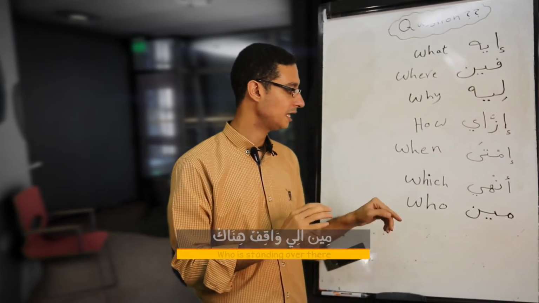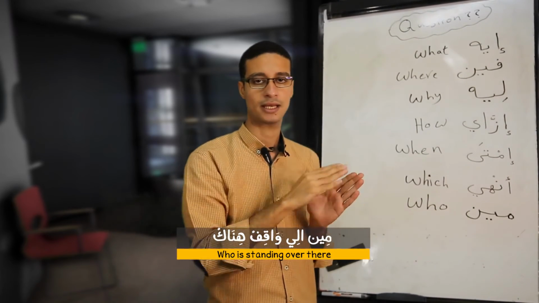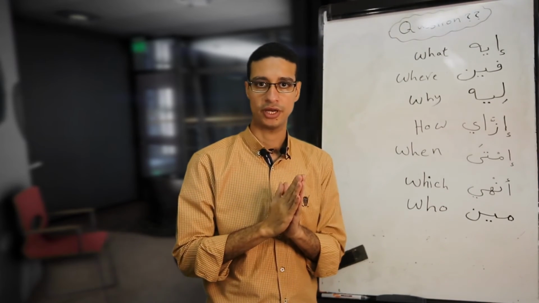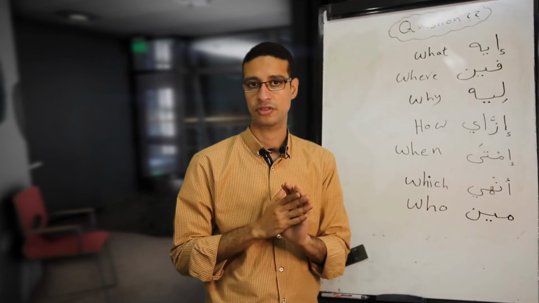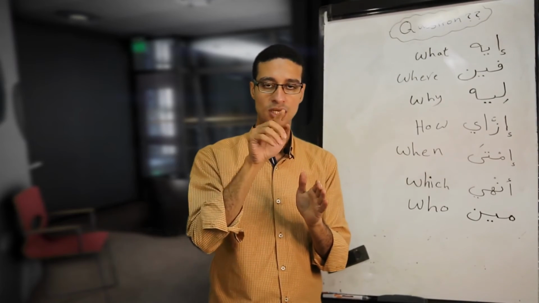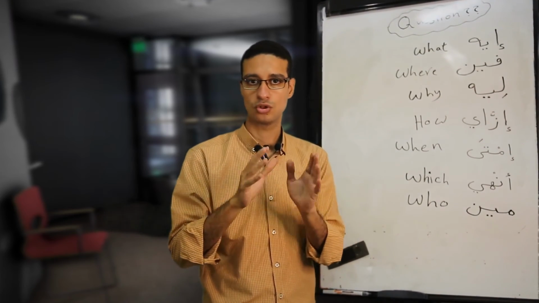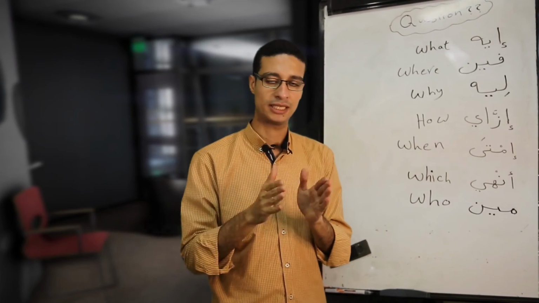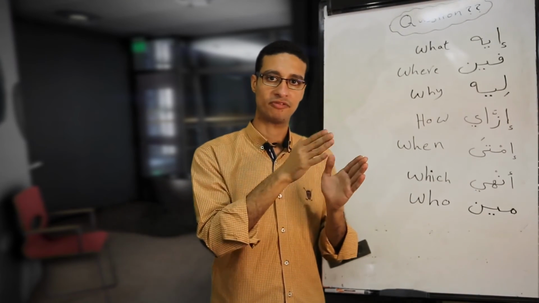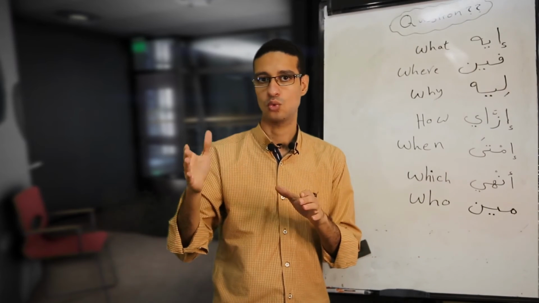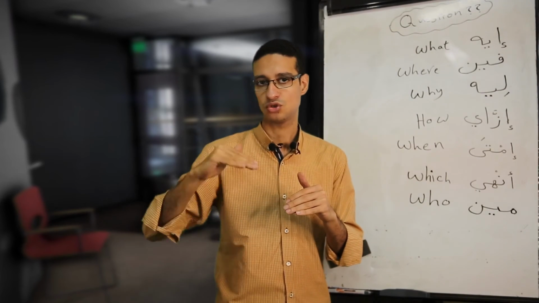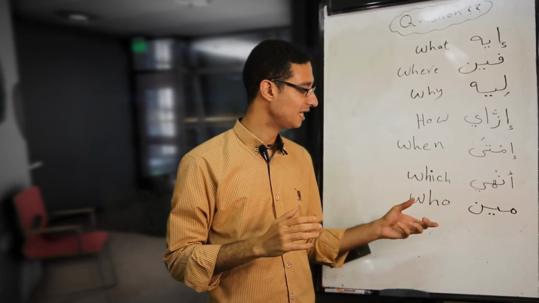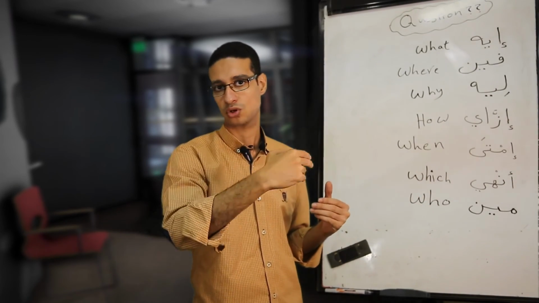مين اللي واقف هناك. Who is standing over there? مين اللي means who, but this is of course not the question word. مين اللي, this is the relative pronoun اللي. واقف هناك. واقف is the active participle from the verb وقف, to stand up or to stop also. هناك means there or over there.